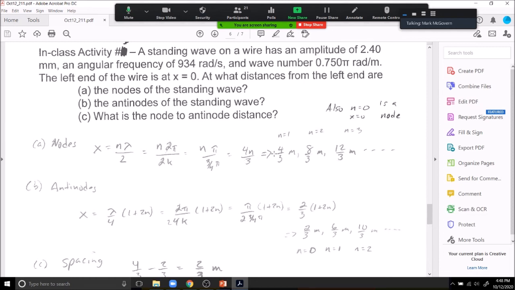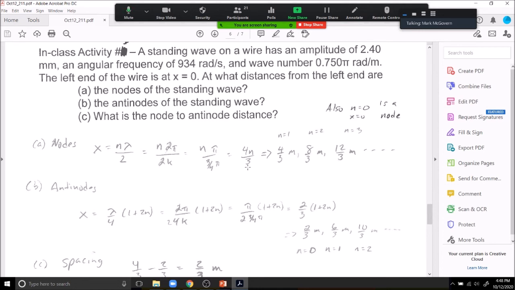And so we start at x equals 0. And then at 4/3, we have a node. At 8/3, we have a node. And 12/3, we have a node. And so on and so on. The answer really would just be 4n/3. You don't have to specify the different modes here.